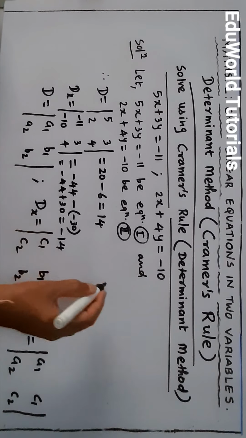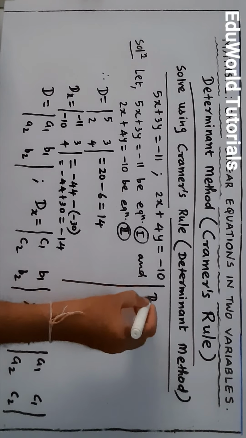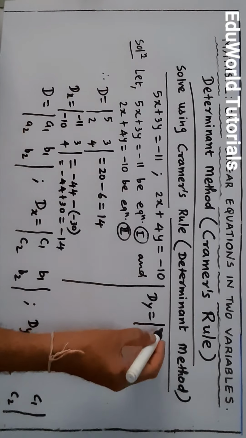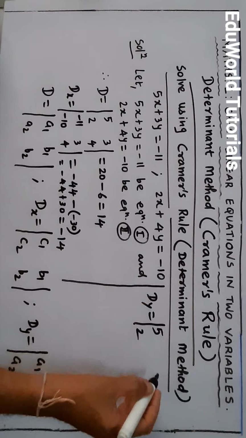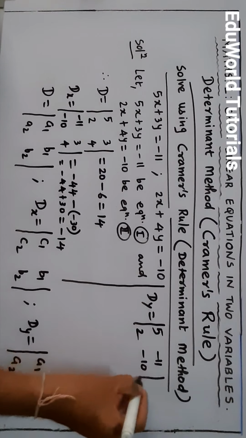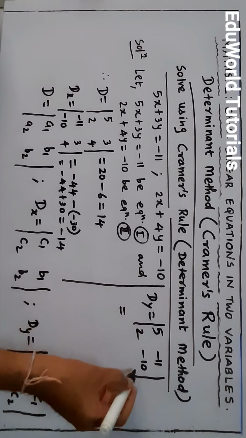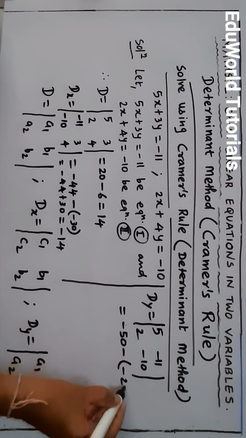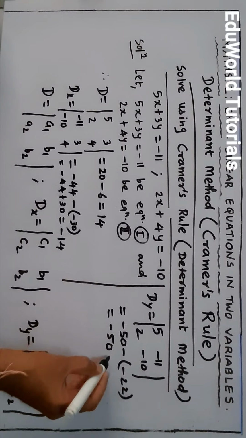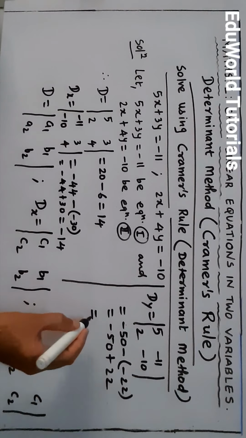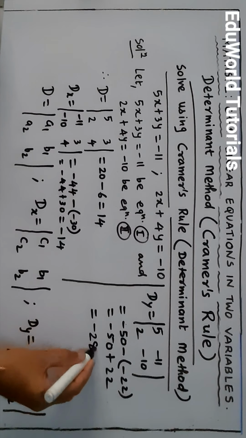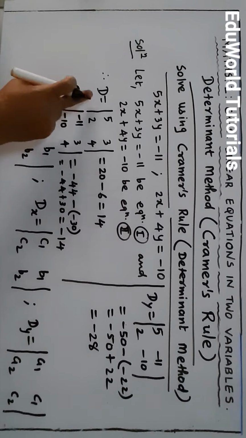The third determinant dy is made up of the A1, A2 and C1, C2 columns. A1, A2 is 5, 2 and C1, C2 is minus 11 and minus 10. Now how to get the value of this? 5 into minus 10 is minus 50, minus 11 into 2 is minus 22. So it is minus 50 plus 22. And what is the value of minus 50 plus 22? It is minus 28. So we got the values of the three determinants d, dx and dy.